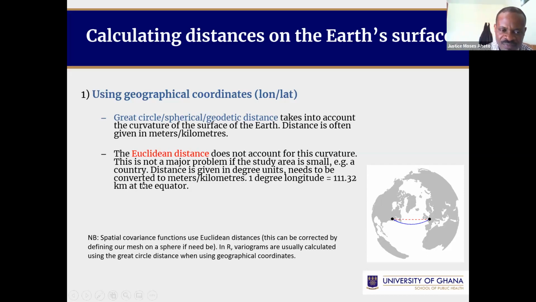For example, if I'm doing a study, like I said, in Ghana, I don't need to worry about the curvy nature of the Earth because it's the same Ghana. But if I'm doing a study between countries like Ghana, Cote d'Ivoire, Sierra Leone, South Africa, Burkina Faso, and all that, then there's a reason to be worried if I don't take into account the curvy nature of the Earth, because that would definitely affect my predictions.